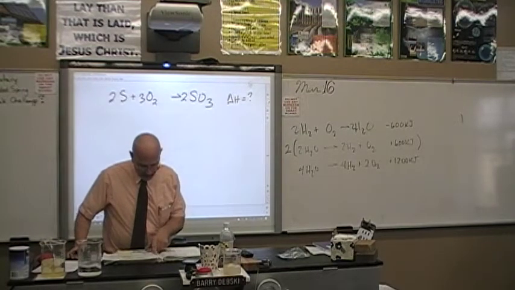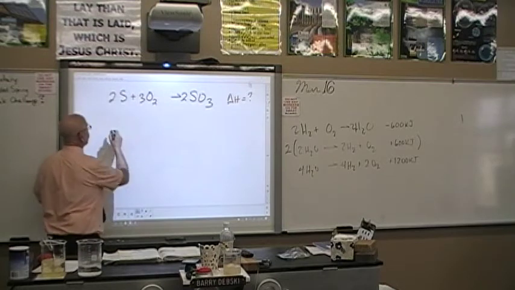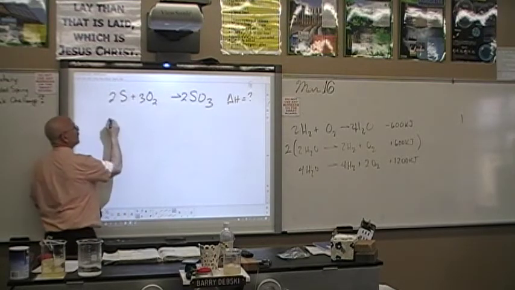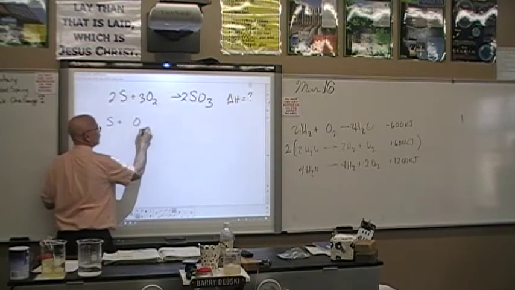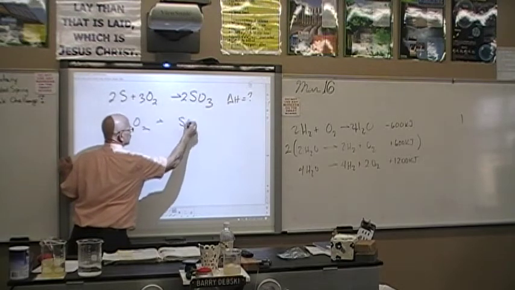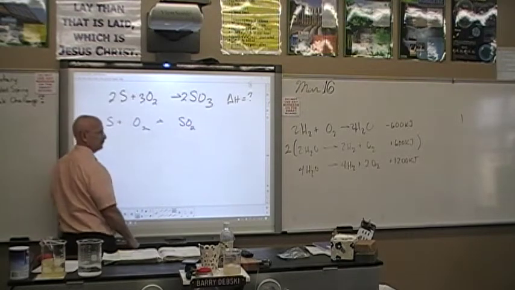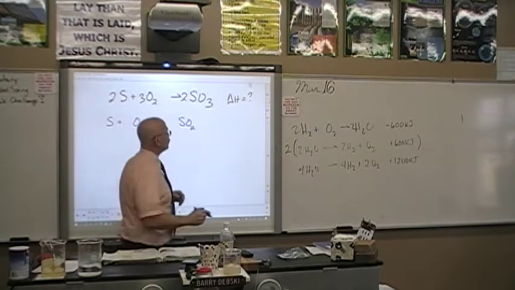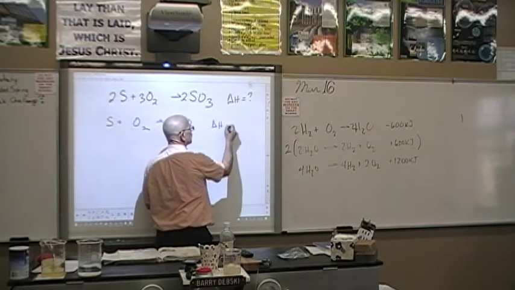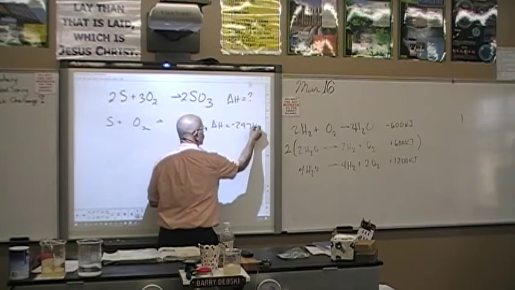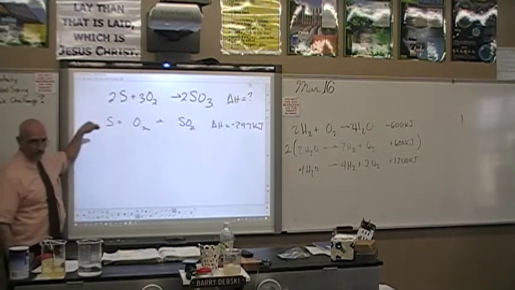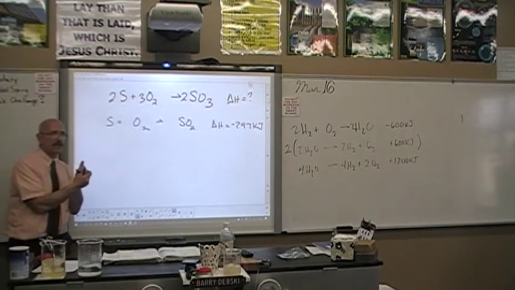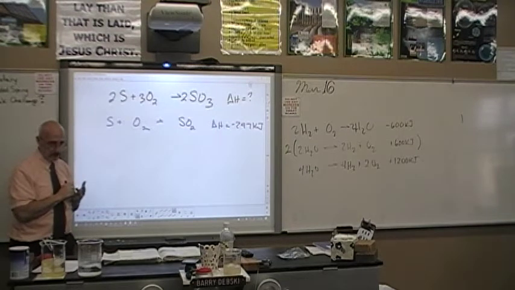Here's what I know. I know, number 1, sulfur. Now let's do this in blue. Sulfur plus oxygen produces SO2. Is it balanced? Yeah, that's good. And this has a delta H of negative 297 kilojoules. I know this. This is either given to me in the problem or I can look it up.